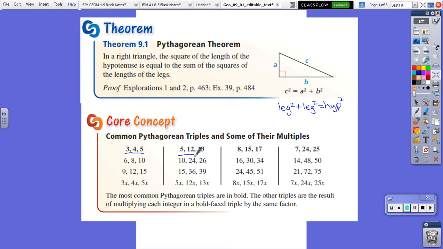Here's some common sets. It's not just these, but 5, 12, and 13, times by 2, there's the set, times by 3, times by any number. As long as you times each leg and the hypotenuse by the same number, they're still going to be triples. And here are some other sets.